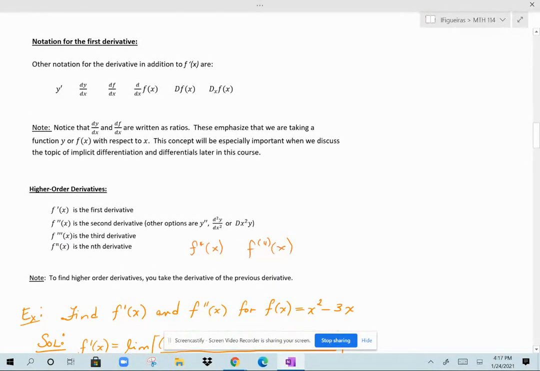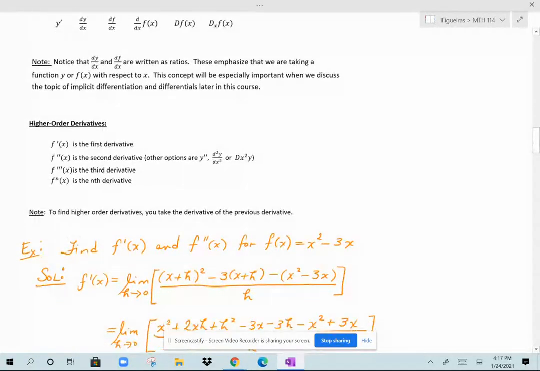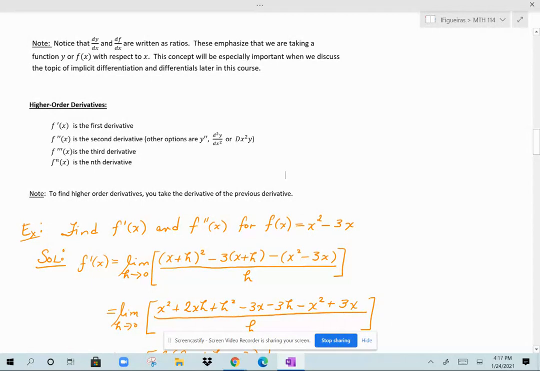So in order to find higher order derivatives, you have to go in order. If I was asked to find the third derivative, I would have to find the first one, then the second one, and then finally the third one. So let's find the first and second derivative. So this is f prime and f double prime. You can call this f double prime of x. For f of x equal to the quadratic function x squared minus 3x.